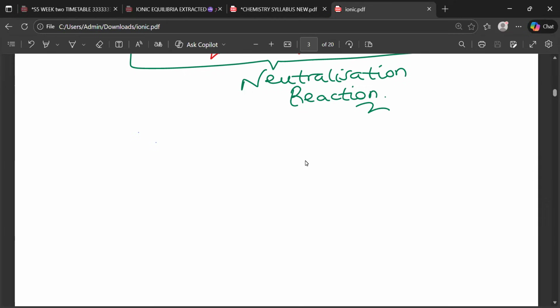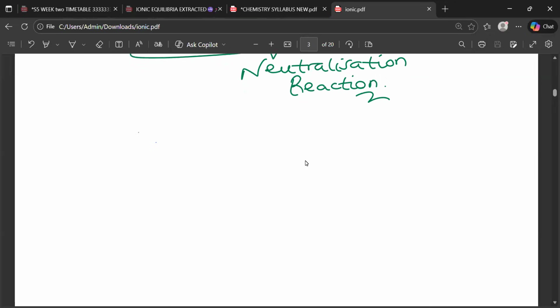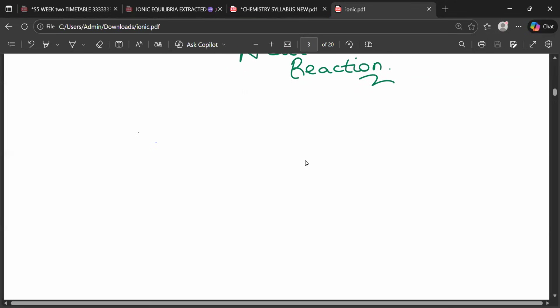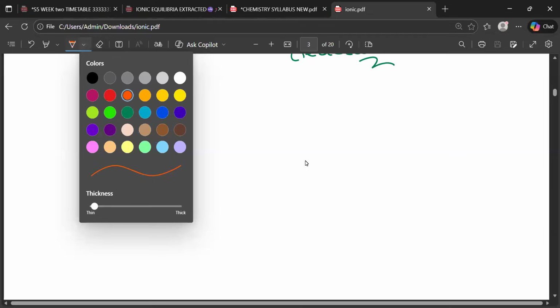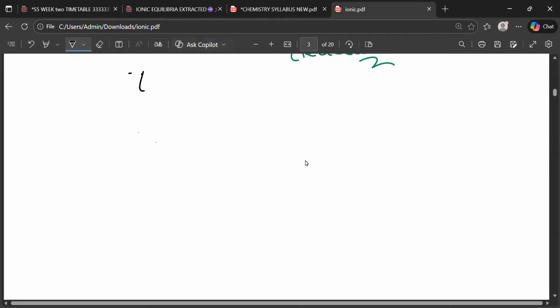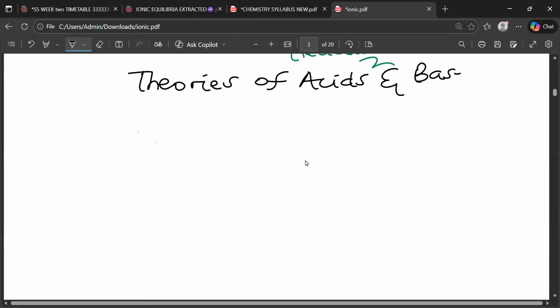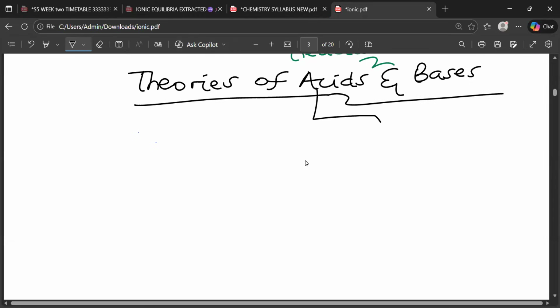There were 3 groups of people. I'm going to do 2 groups, and I leave you with one as research. The one I'm leaving for research is the one that is not so common. So, very first, the theories, which was the very first. Let's look at the theories of acids and bases, but their theories are strictly about how they ionize or how they behave.